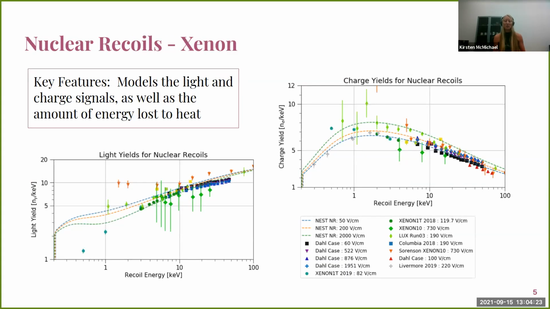So now I'm just going to go through some of our plots and some examples of what NEST can do. On the xenon side of things, we first have nuclear recoils. It is able to model both the light and charge signals, as well as the amount of energy lost to heat. These are our light and charge yields. For NR shown here, the three dotted lines are the NEST NR models for 50, 200, and 2000 volt per centimeter fields, and then various data sets show the very good agreement.